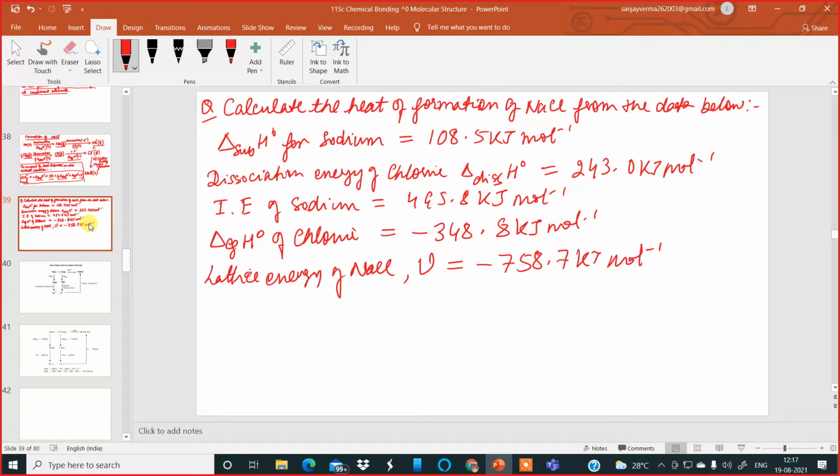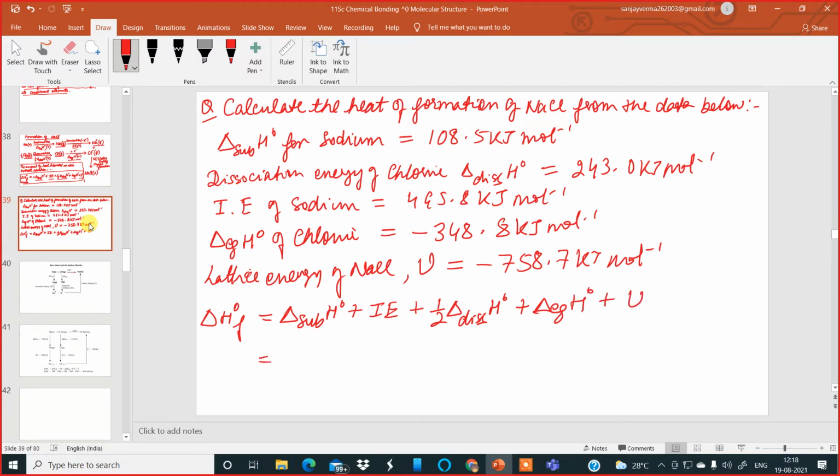So now, by using the formula directly, we know the formula. The heat of formation, delta H naught formation, is equal to delta sublimation H naught plus ionization energy plus half of dissociation energy plus electron gain enthalpy plus U.